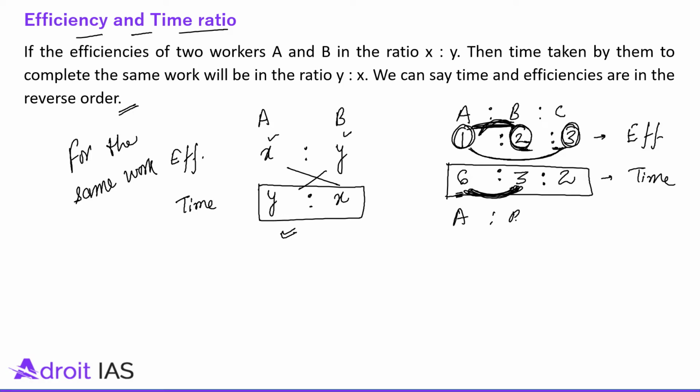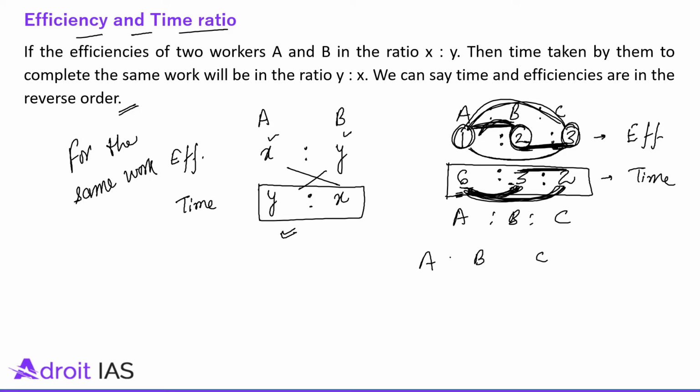So this is A is to B is to C, and this is its reverse. A to B is 2 is to 1, correct? Now this is 2 is to 3, so it has to become 3 is to 2. And this is 1 is to 3, so this is 3 is to 1. Yes, so everything has been reversed. Everybody fine? Now let's take one more example.